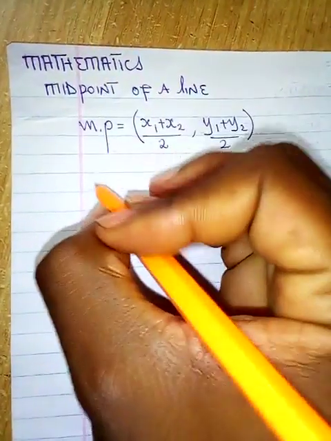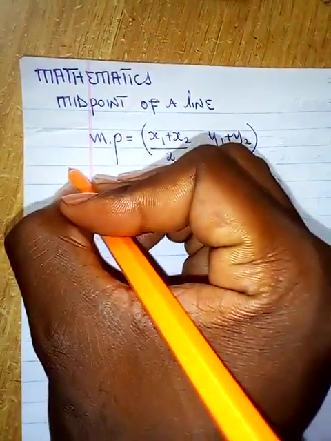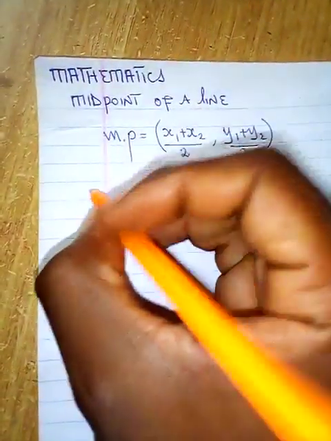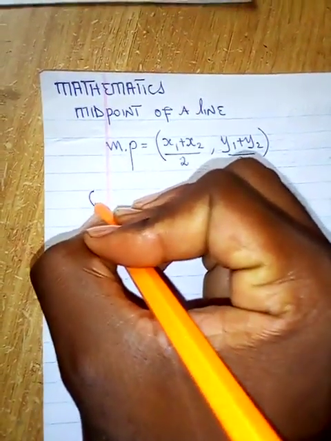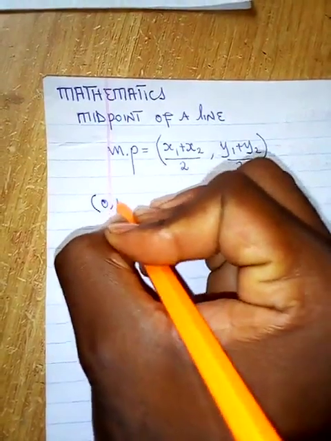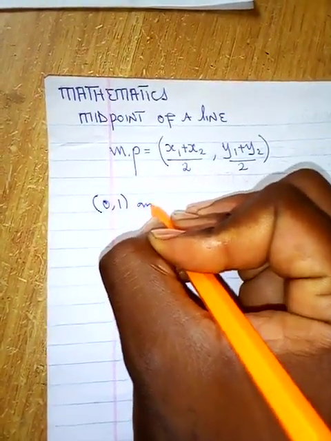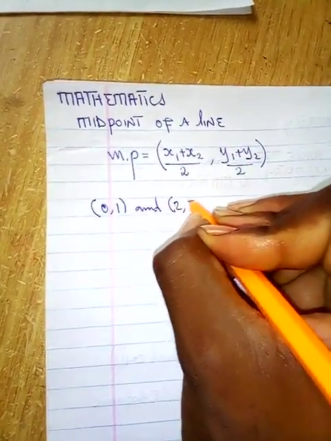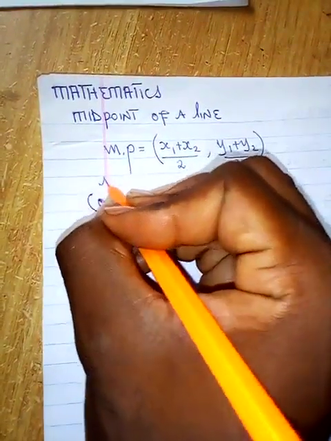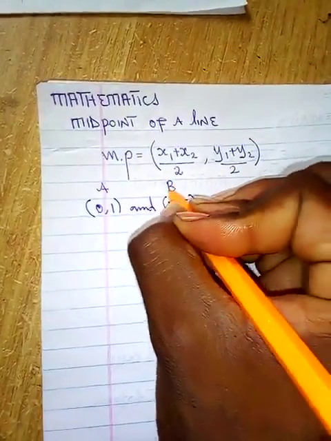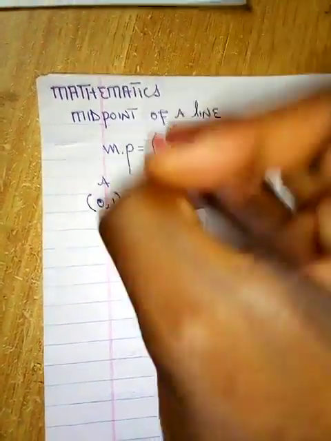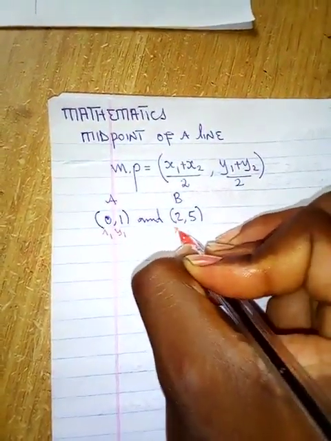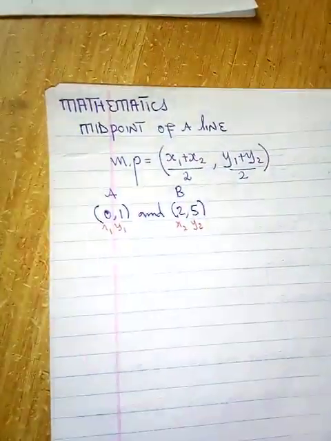Like a good example. Let us imagine we have been given these points again. Let us say maybe we have been given 0,1 and 2,5. These are points A and B, and then they want us to determine the midpoint. This is easy. x1, y1, x2, y2.